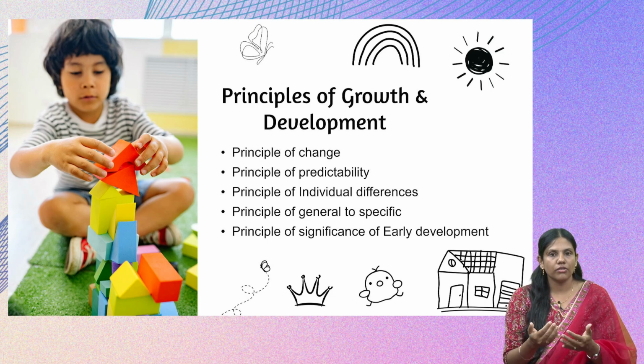In the same way, it can also happen that if the child has not received enough nutrition and a good environment in the early stages, they may also have poor understanding or a poor position in the later stages of life. That is the principle of significance of early development. In the early years, brain development is faster and the emotions and connections are formed. So it is always important for the child to have a nurturing environment in the early stages of life. So these are a few principles of growth and development.